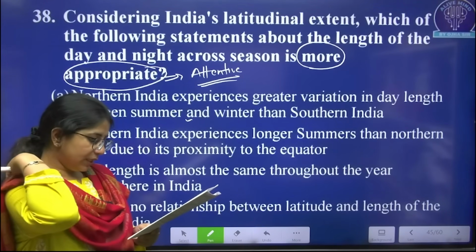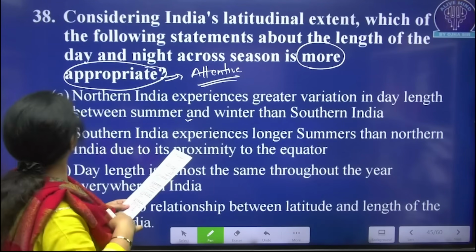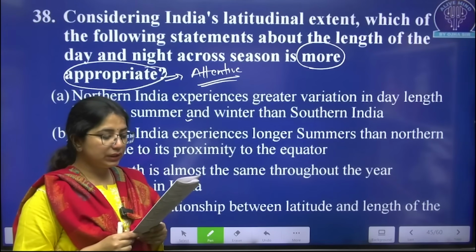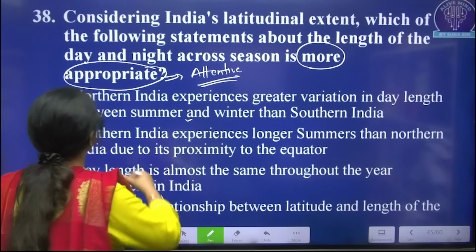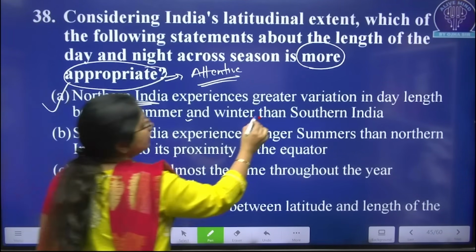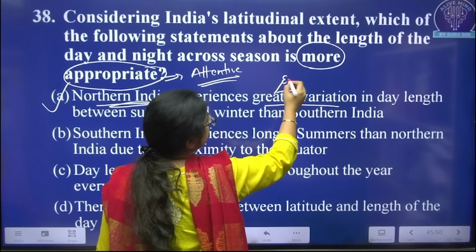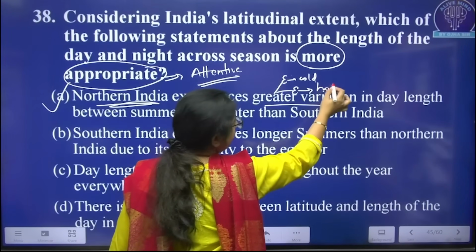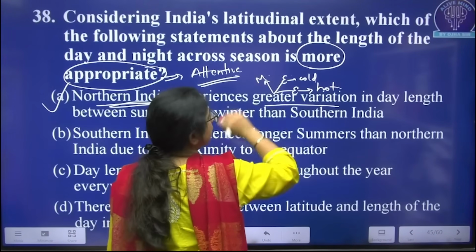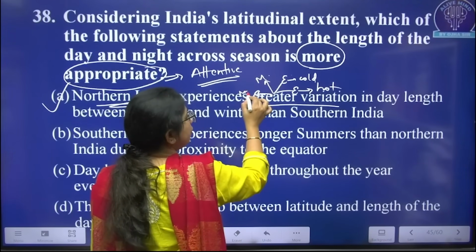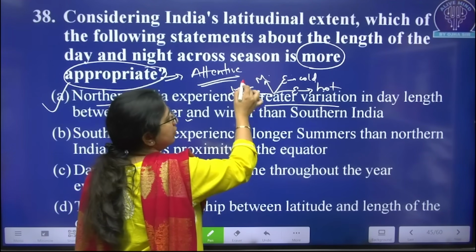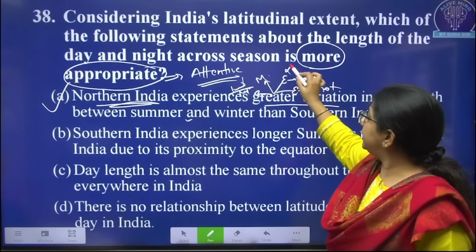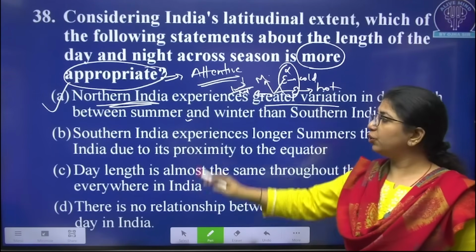Here they are asking, it roughly bisects, question number 38. Northern India experiences greater variation in day and night between summer and winter than the southern. This is the right answer. Northern India, we experience greater variation. Why? Because we experience extreme cold, we experience extreme hot, we experience monsoonal region, and we experience the mid region when the temperature is very lucid. Not very hot, not very cold. In southern India, they don't experience the extreme temperatures. So the answer is A.